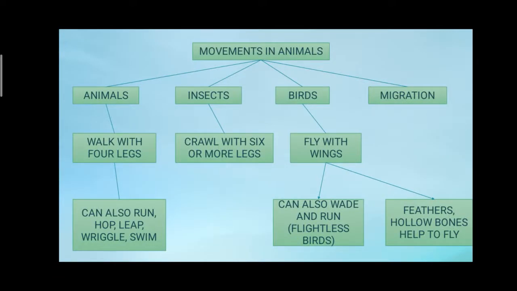We are going to recall what we have learned in this chapter. So first, what is the topic of the chapter? Movements of animals. First, we learned about animals. Animals will walk with their four legs. They can run, they can hop, they can leap, they can wriggle, and they can swim. Then next we learned about insects. They crawl with six legs or more legs.